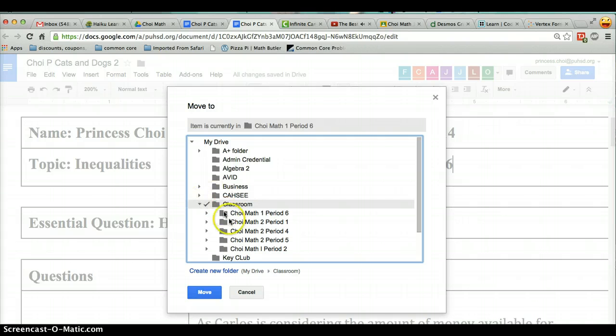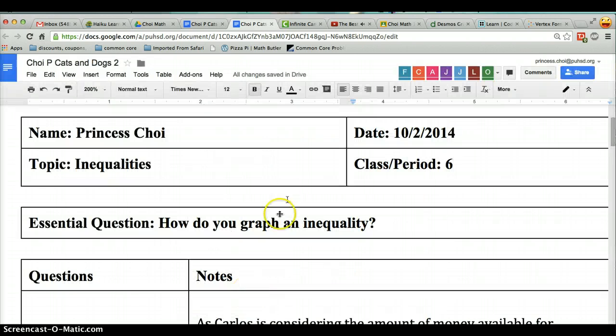Okay, and when you do that, you'll be able to find my class, Choi Math 1 Period 6 or Period 2. Since I'm recording in 6th period right now, if you're in 2nd period, you're going to find your 2nd period folder. And then click on Move. Okay? All right, so now you have the document, you have your own copy, okay? And it's actually in the correct folder.